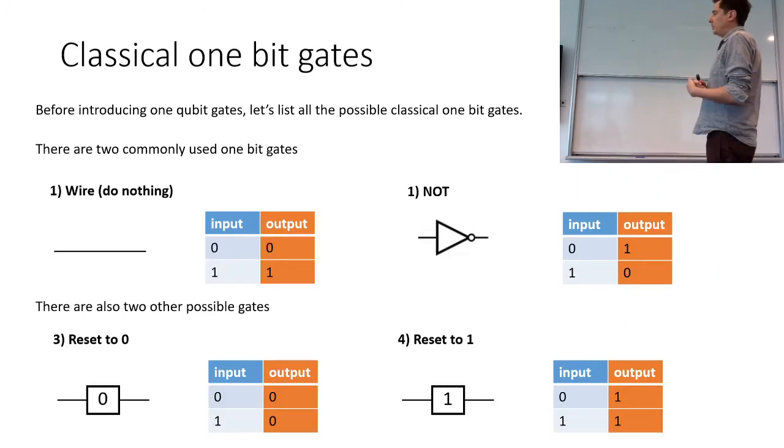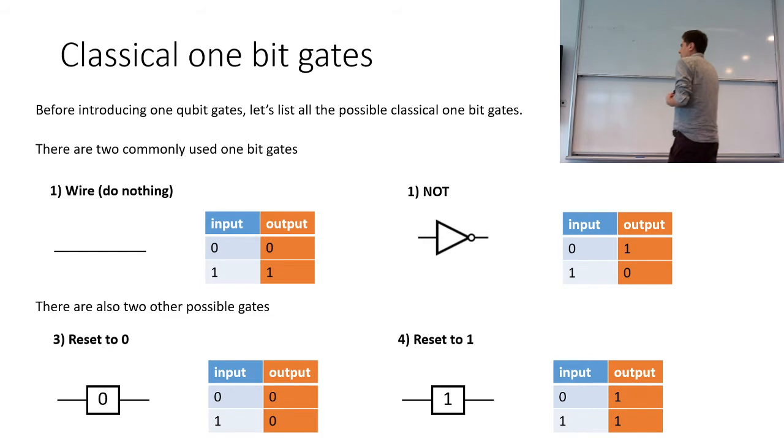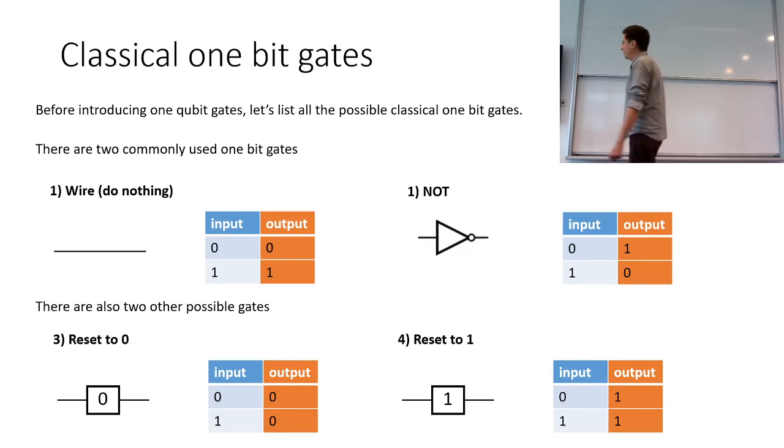Okay, so let's start with 1-bit gates. Eventually 1 qubit gates, but I'm just doing classical gates at the moment, okay? For 1-bit gates, you can write down all the possible gates on just one page, because a 1-bit gate has 2 possible inputs and 2 possible outputs, right? So that's all that there could actually be. There are no more 1-bit gates.